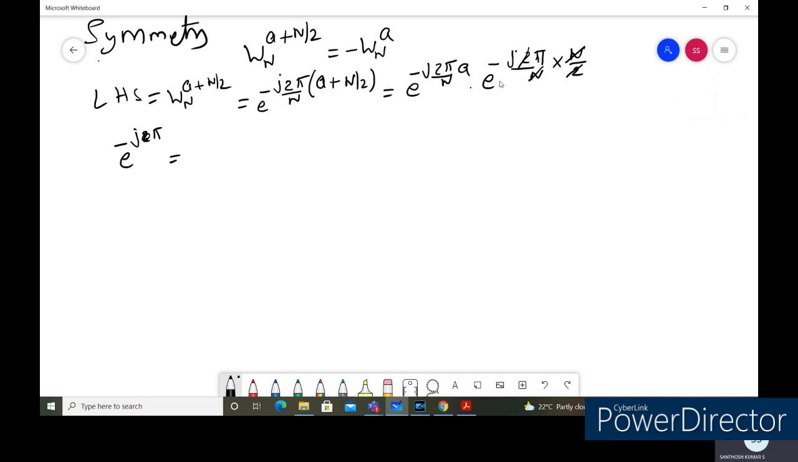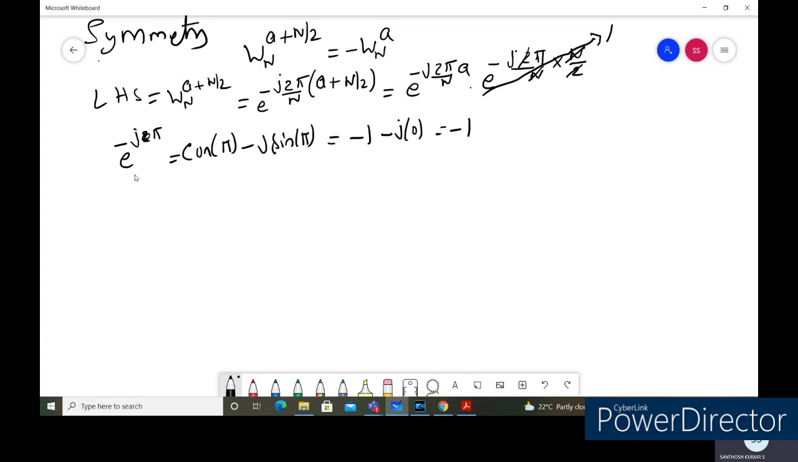So e to the power of minus j pi we can rewrite as cos pi minus j sin pi. The value of cos pi is equal to minus 1, and the value of sin pi is equal to 0, so minus j into 0. So this value is equal to minus 1. We can say that e to the power of minus j pi is equal to minus 1.